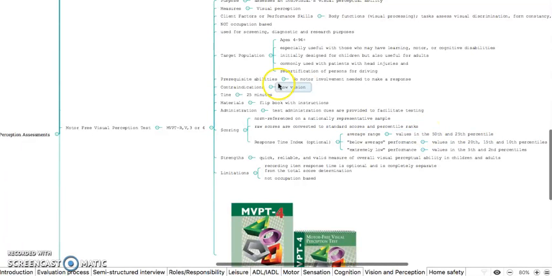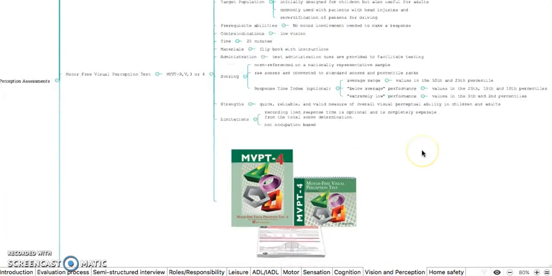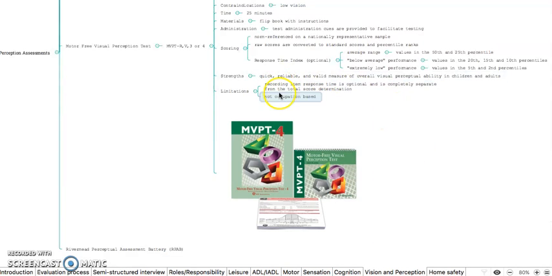And it assesses an individual's visual perceptual ability. It's not occupation-based. It's a short administration, just 25 minutes. Some of the strengths are that it's quick, reliable, and a valid measure of overall visual perceptual ability. And the test administration is included in the booklet, and there's a flip book involved. And then another assessment is the Rivermead Perceptual Assessment.